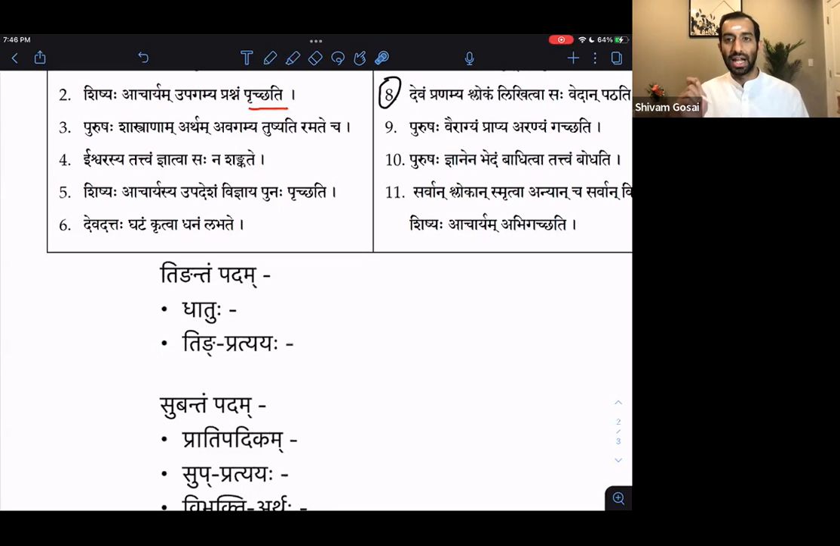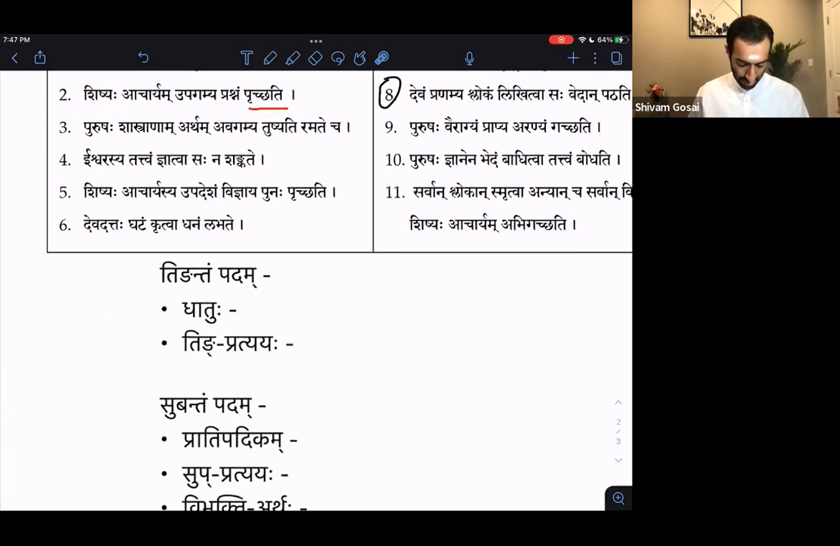Ting Pratyaya, this is Lat Lakaraha, Kartari Prayoga, Pratama Purushaha, Ekavachanam. So we should be able to go systematically through each of these. I'm being threadbare, very annoying on purpose, because we have to get this format in our mind. We have to go through this every time, and then it becomes automatic. So this means he, she, it asks. Who asks? Shishya asks. We already saw Shishya. So the Shishya asks what? Asks a prashnam.